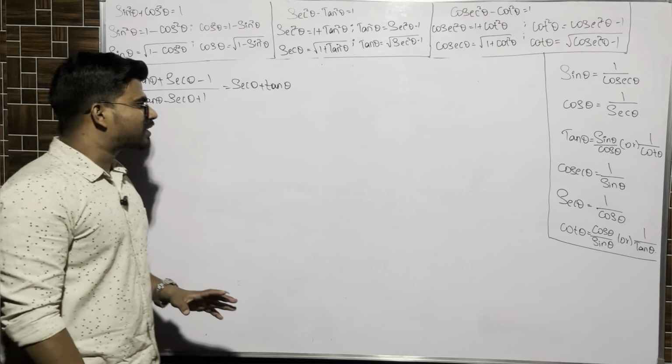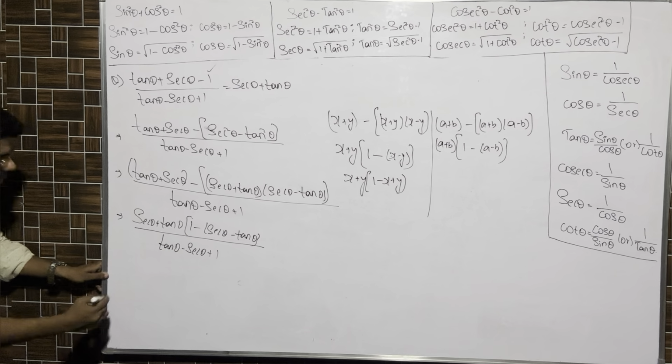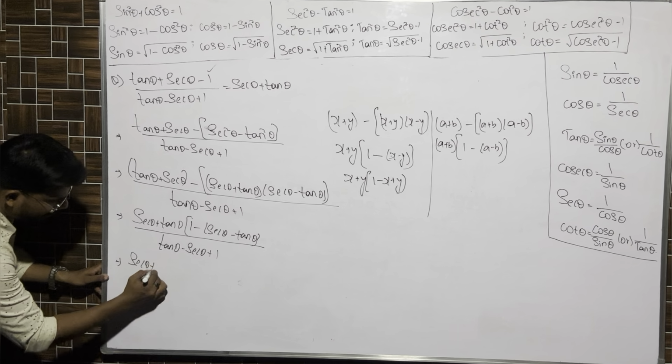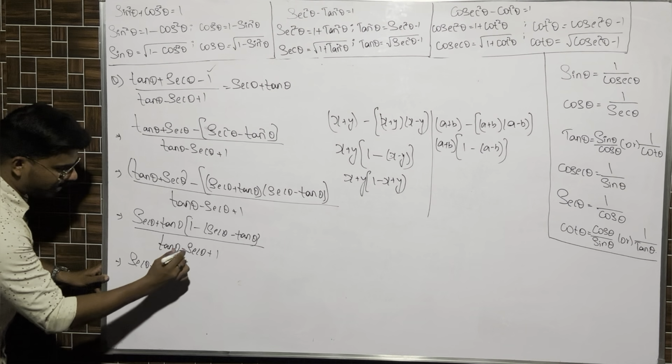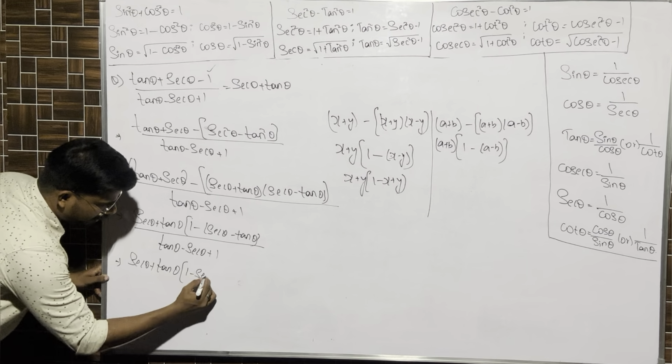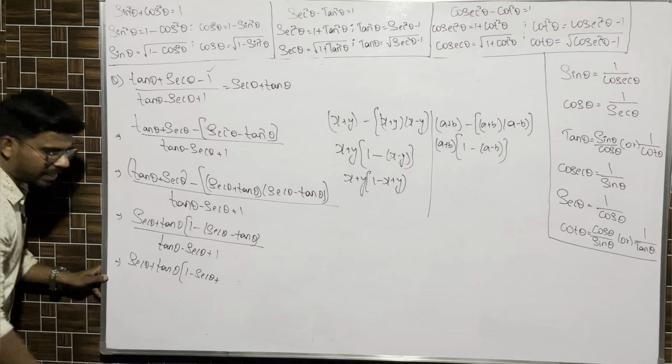The same way here, tan plus secant or secant plus tan, both mean the same. I'm taking secant theta plus tan theta as common. Now 1 minus bracket open secant theta minus tan theta. Clear? Divided by tan theta minus secant theta plus 1. Next I'll multiply minus inside. It will become secant theta plus tan theta bracket open 1 minus secant theta plus tan theta.